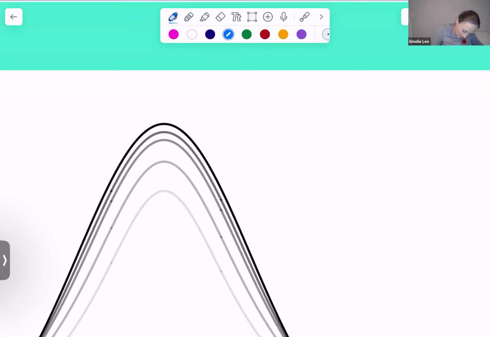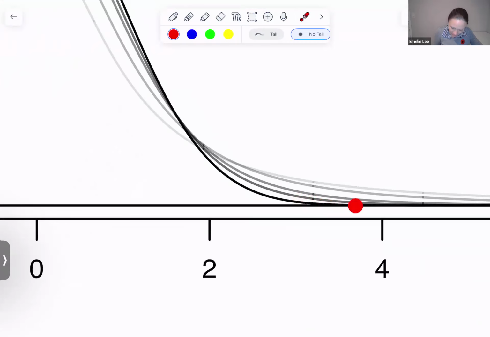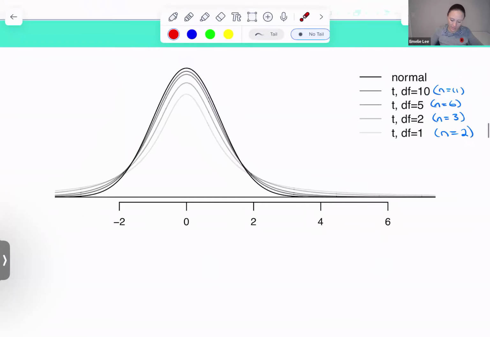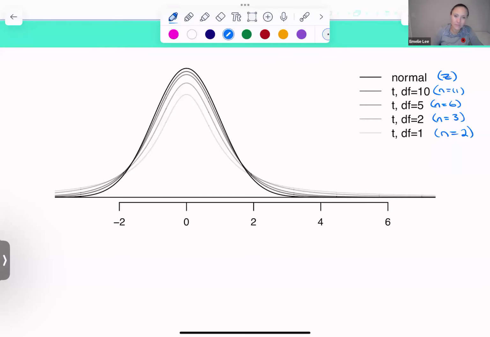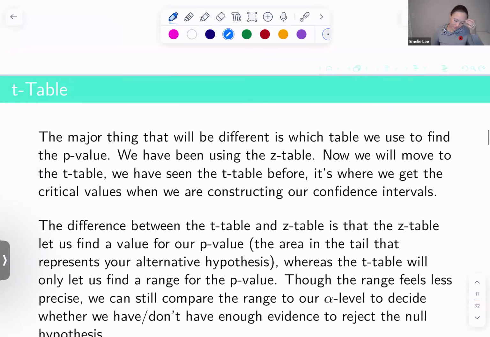But notice how close it is to the normal distribution, which is this top one. Okay? So it's very close. And even if we look at the tails, they behave in a very similar way. Okay? Even at a sample size of 11, it looks kind of similar to a Z, right? So nothing crazy.